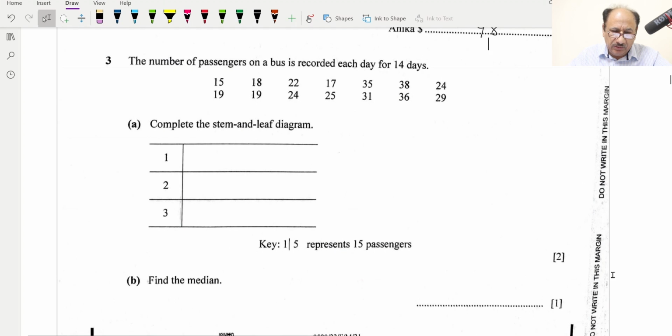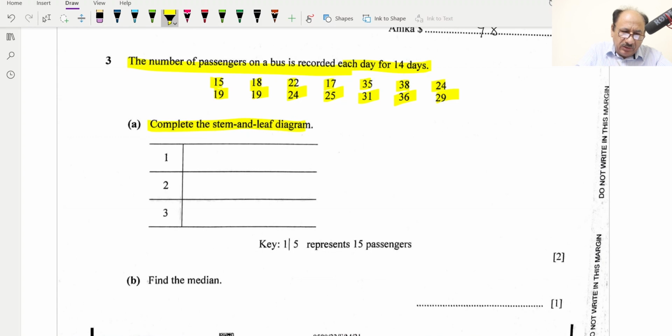Then we can move to the next question, which is question number 3. The number of passengers on a bus is recorded each day for 14 days, and these are the numbers provided, and we have to complete the stem and leaf diagram first. To complete this, first we check the key provided here. 1 slash 5 means 15 passengers. So accordingly we check for the terms containing 1. We write 15, so 5 will be here, 1 is already there.